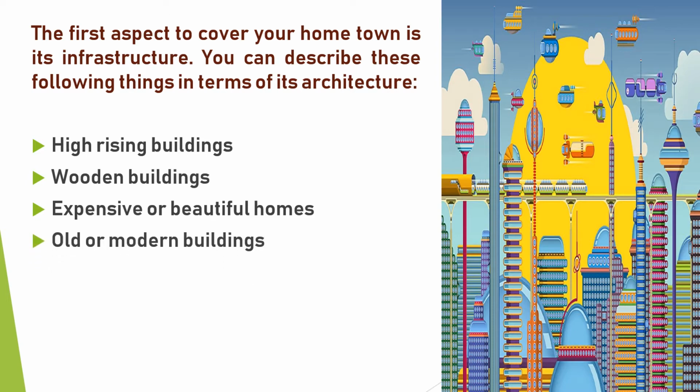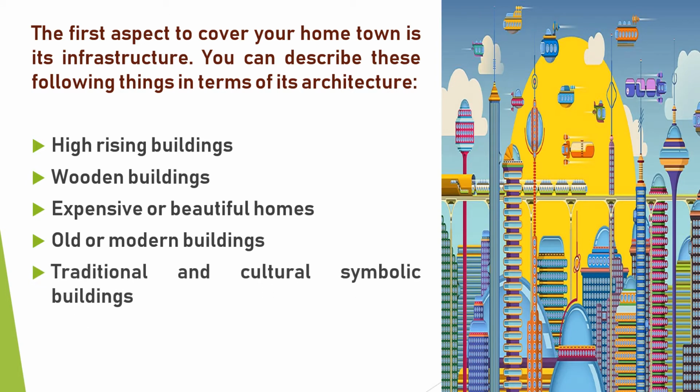Old or modern buildings. You could also say that as my hometown is a traditional village, it has all the designs of the olden era, and all the buildings and houses are built in ancient designs. Or due to the advancement in technology, people are turning towards modern design buildings or modular buildings. This is one other thing that you can include when you're talking about infrastructure. Traditional cultural symbolic buildings, which I said are the museums, the temples, the churches, or any other ancient or historic buildings, also come under infrastructure.